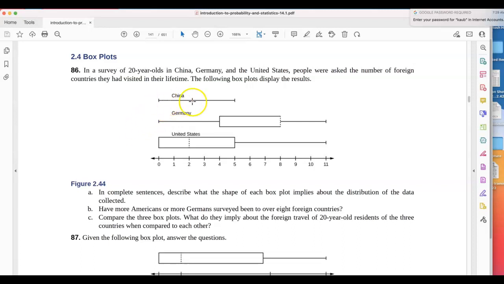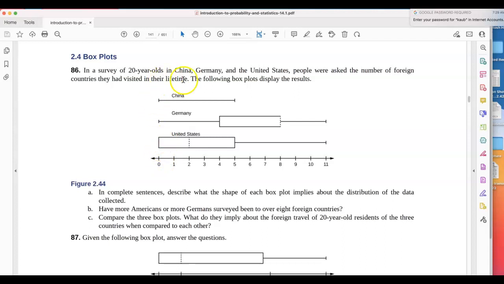China looks like it's all in one quartile. That means all the data lives in one quartile. This one looks like the third quartile and the median are the same. And this one looks like there is no first quartile. The first quartile and the minimum are the same here. And if they actually give you the number, 0 would be the minimum here.